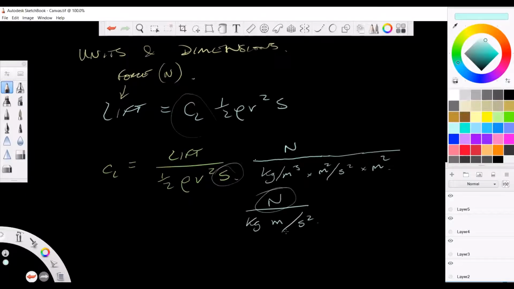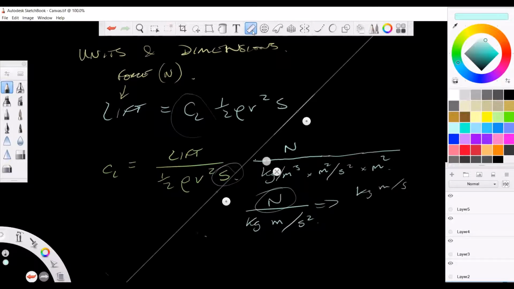Here we've got newtons. Here we've got kilograms, meters per second squared. But we also know F equals ma. Now, we're going to talk about Newton's law next, and we'll discuss where F equals ma comes from. So force in newtons is mass, which is in kilograms, times meters per second squared. So newtons is equivalent to kilogram meters per second squared. So we end up with kilogram meters per second squared over kilogram meters per second squared.